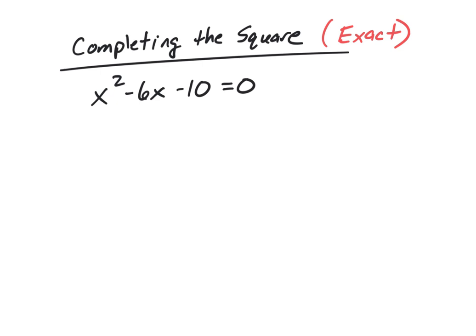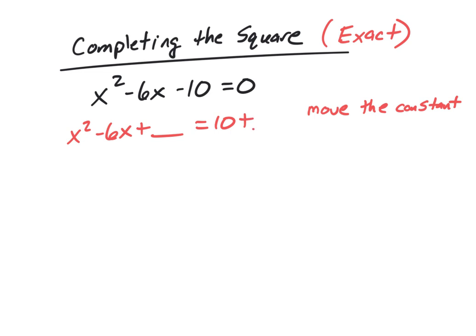So my first step is move the constant. The constant is the number without the x attached to it. So I add 10 to both sides because this is my constant. I add 10 to the other side. Now notice that I'm inserting some blanks into my equation. And that's why we call this completing the square. We want to complete this to be a perfect square trinomial.